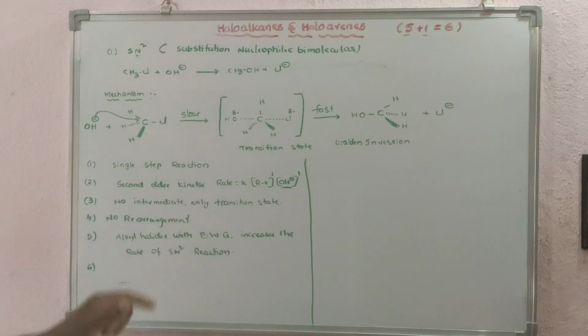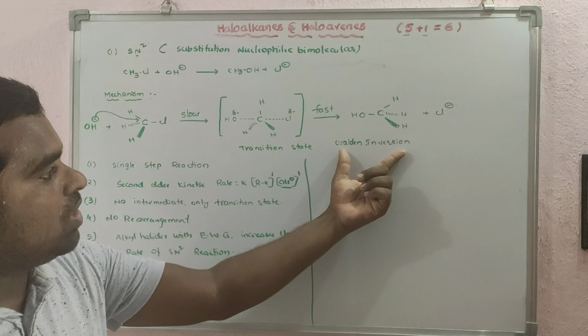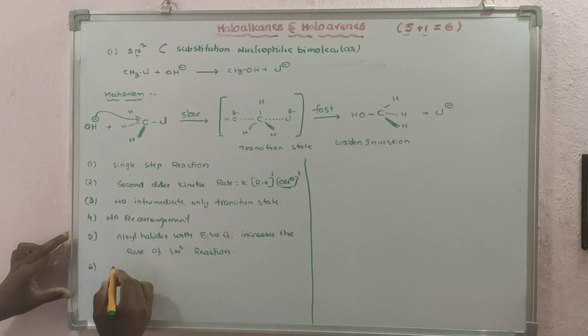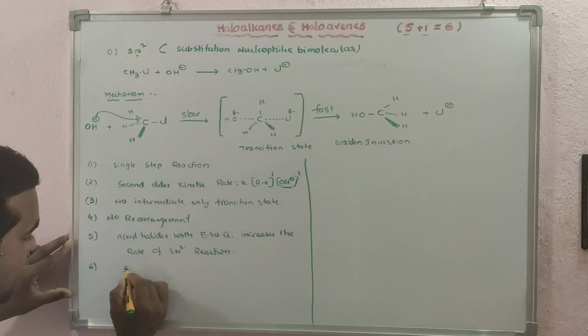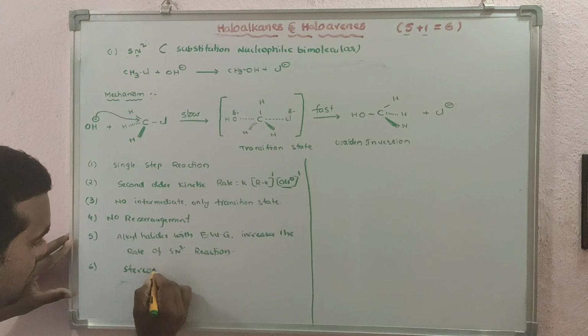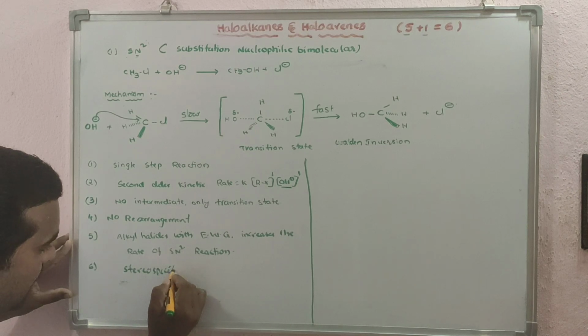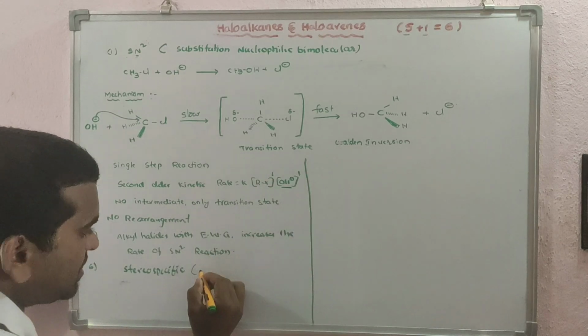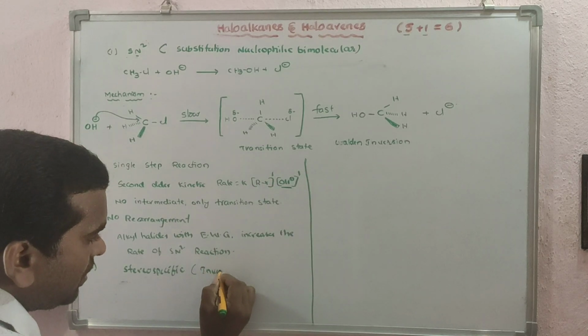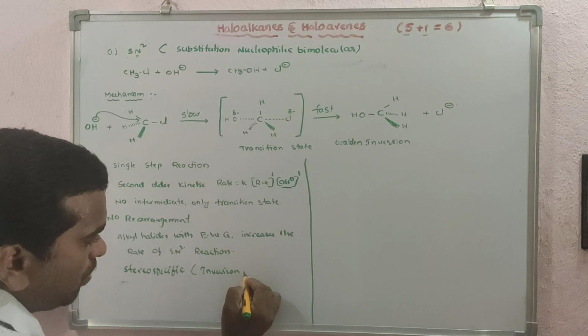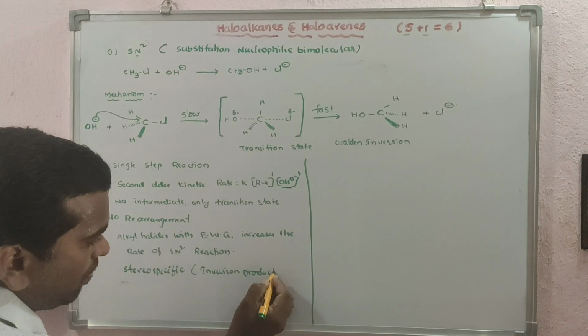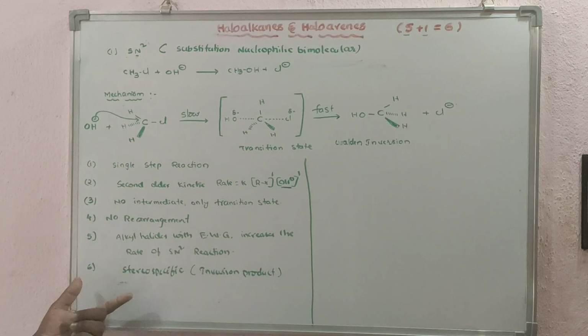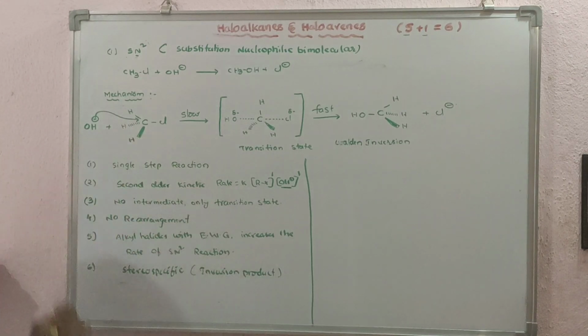And now, if you see here, which product did we get? Walden inversion. Means SN2 reaction is stereospecific. Stereospecific means specifically we will get one product. What is that product here? Inversion product. We are getting only one product, so it is stereospecific.